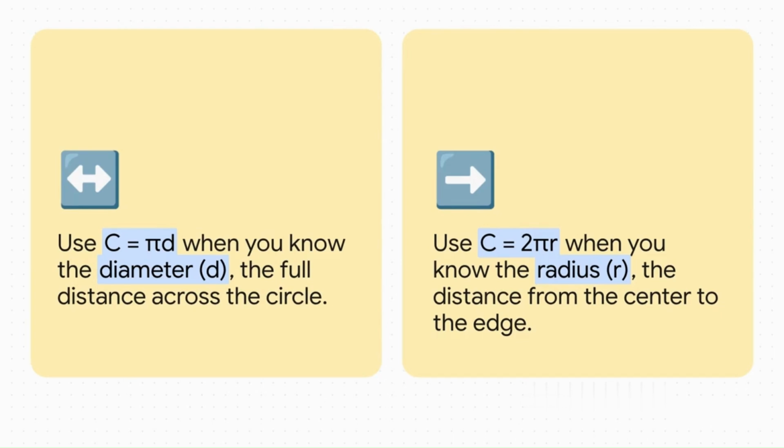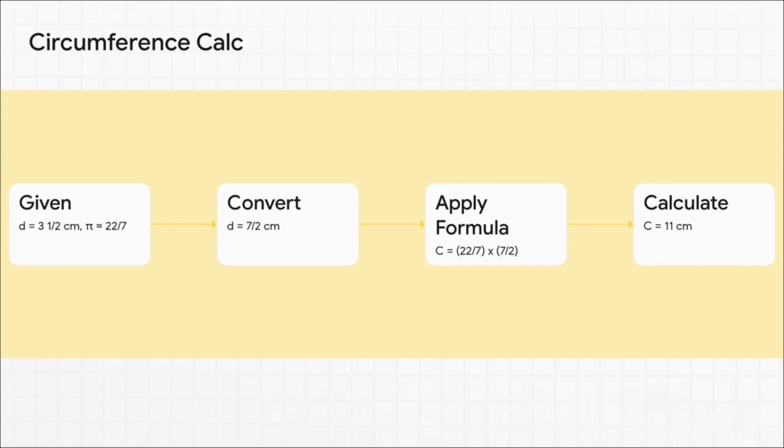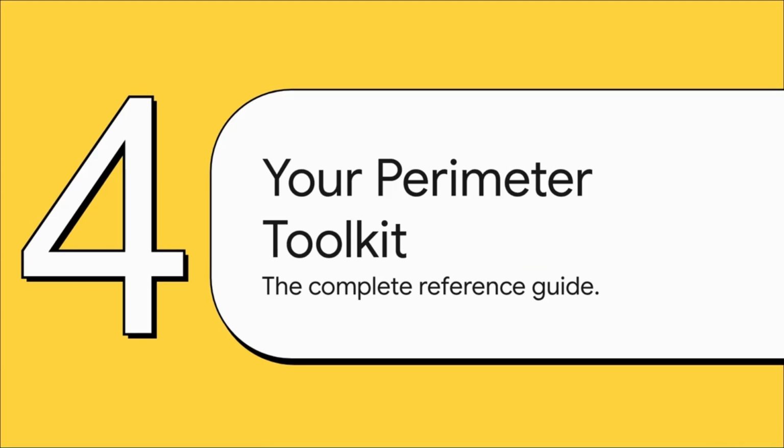If you know the diameter, d, that's the distance all the way across the circle, you use c equals pi times d. If you only know the radius, r, which is just halfway across, you use c equals 2 times pi times r. And that makes perfect sense, right? Because the diameter is just 2 radiuses. Let's see it in action. If our diameter is 3.5 centimeters, we can turn that into 7 over 2. And for pi, a really handy fraction to use is 22 over 7. When we multiply them, look at that. The 7's on top and bottom cancel out, and 22 divided by 2 gives us a clean 11 centimeters. How cool is that?